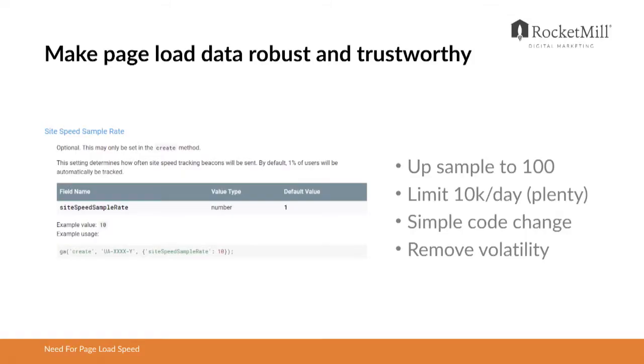As you can see, it's a relatively simple code change, so that's something that a developer could change very, very quickly, so it's very actionable. And by doing this, it's going to remove that volatility from the data. It's going to give us confidence that we can use that data to drive forward change.